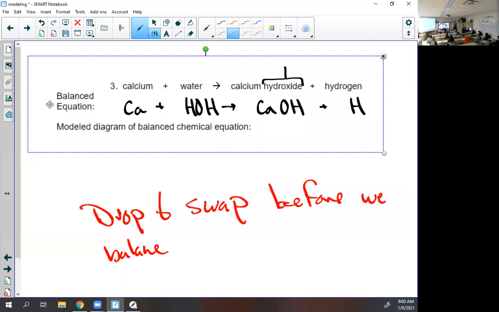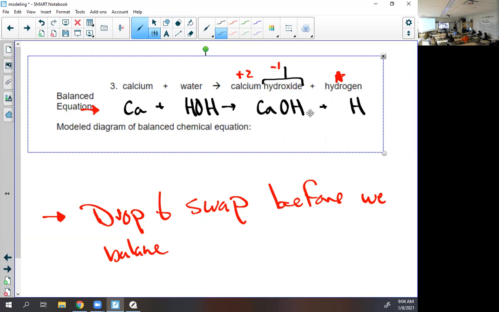All right. So this is mostly right, except we did not drop and swap CaOH, and then also hydrogen. You may remember, and a lot of you got that part right. Hydrogen's diatomic. So anytime you write a formula from a name, drop and swap, meaning take care of the subscripts, and then we balance. So if we go to the periodic table, we would see calcium has a +2 and hydroxide has a -1. So that would mean that calcium hydroxide is CaOH2.